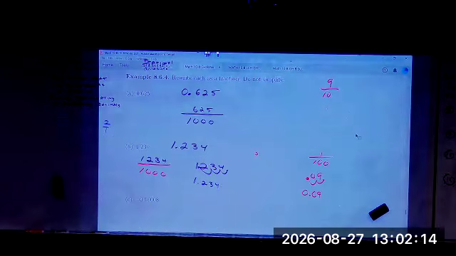So the last digit tells you what place you're in. So it tells you what the denominator should be. And then you put the numerator as the number without a decimal.